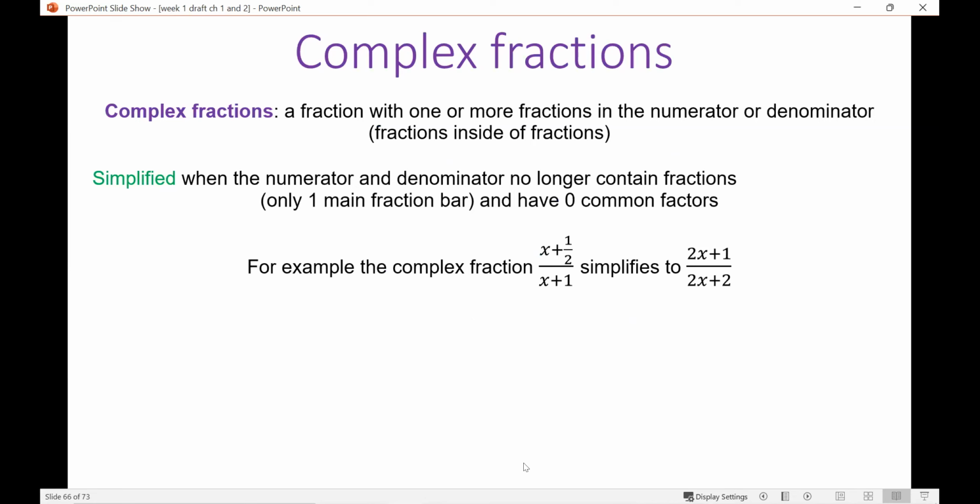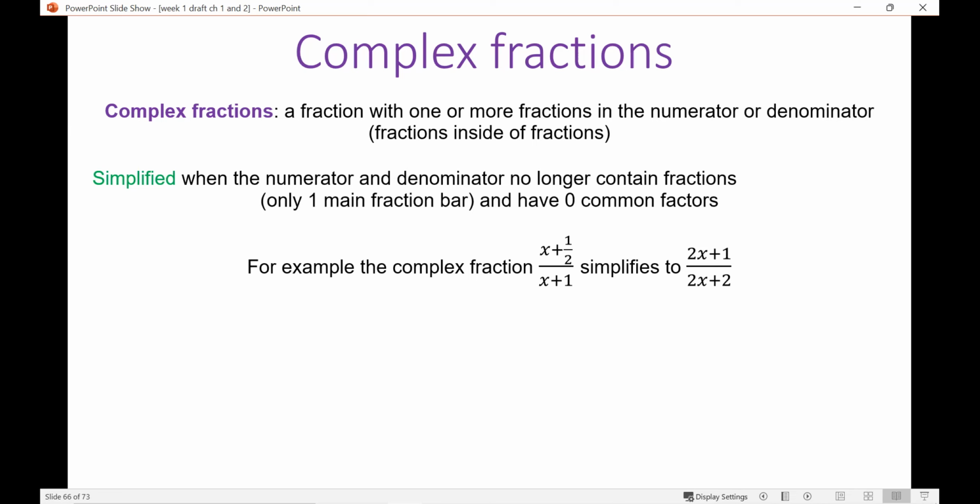All right, now let's talk about complex fractions. So we're going to take all the tools we know about simplifying our fractions and multiplying by versions of one and use that to simplify complex fractions. So a complex fraction is a fraction with one or more fractions in the numerator or the denominator. Essentially, a complex fraction is when we have fractions inside of other fractions.